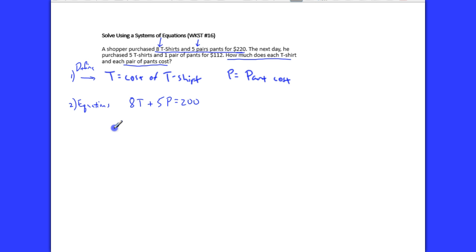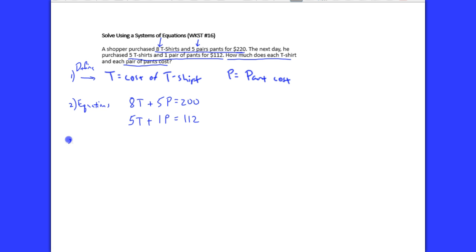All right, now the next thing I can do is find another equation in here right here. 5t and 1p is $112. Okay, so that is going to be 5 t-shirts plus 1 pair of pants, 1p, is equal to 112. Now here we have our system.